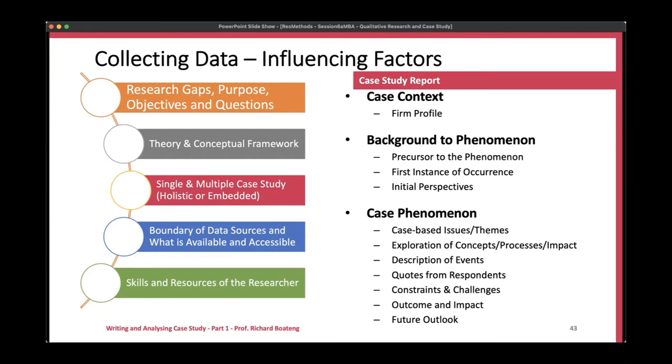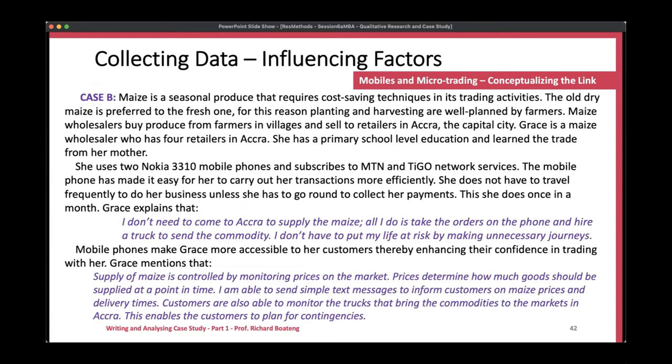So depending on what you want to study, what is your core thing you want to study? And then what is the background to it? So there's a part called the background to the phenomenon and then the case phenomenon itself. But even before the background of the phenomenon, others try to separate what we call the firm profile from the background to the phenomenon. So let's take an example.